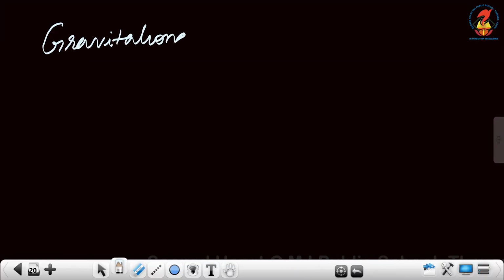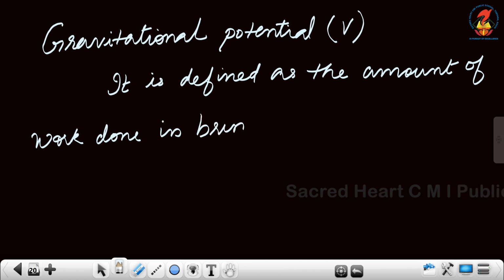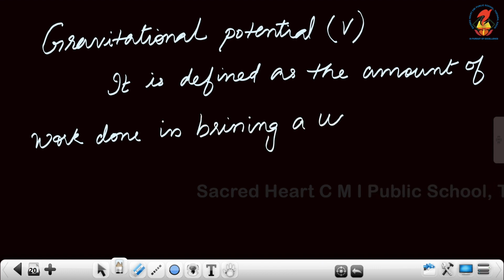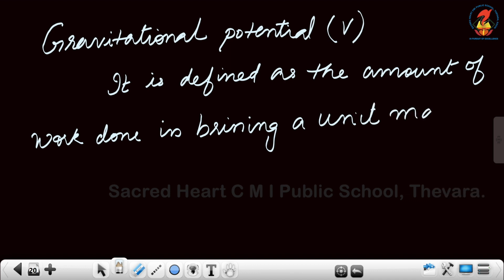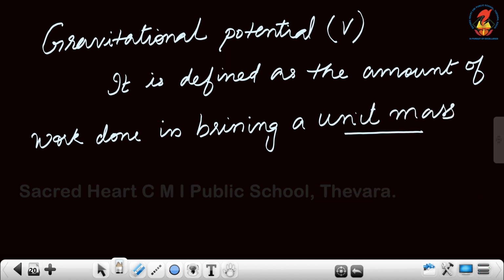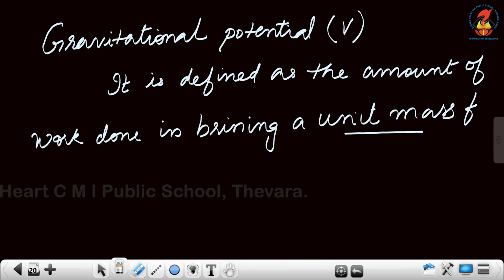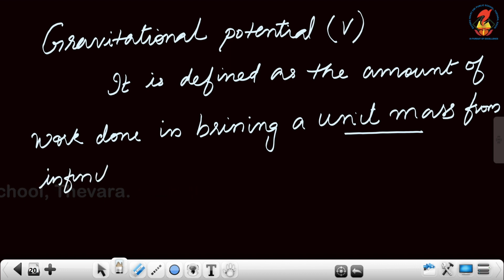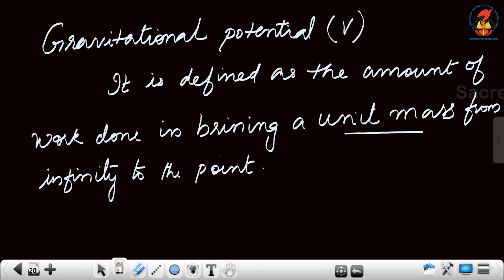In our case, the force of attraction is towards the center, and the object is also being moved in the same direction, which means theta is equal to 0 degrees. Hence, we can write W is equal to F S. In our case it is a small amount of work done, so dW is equal to F dx, since theta is equal to 0 degrees. Now we substitute the value of F from equation 1, and we get dW is equal to G M m divided by x square dx.